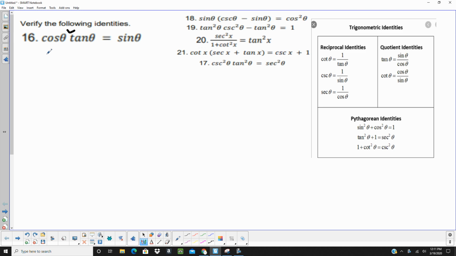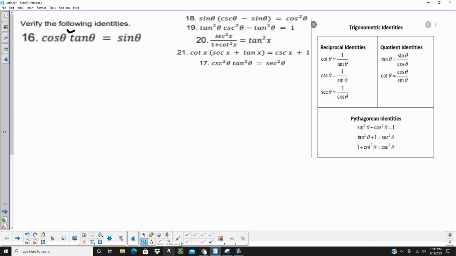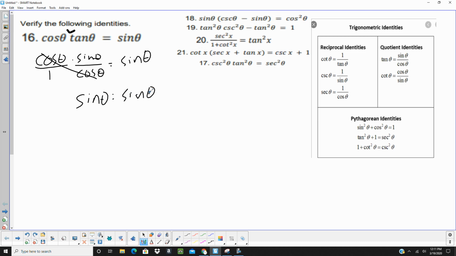Typically, what I will try and do is write them in terms of sine and cosine. So cosine, I'm going to leave that alone. Tangent is sine over cosine, and that equals sine theta. Well, I can put that cosine over 1. They cancel out, and I'm left with sine theta equals sine theta. They equal each other. I just verified it. Let's go on to number 17.